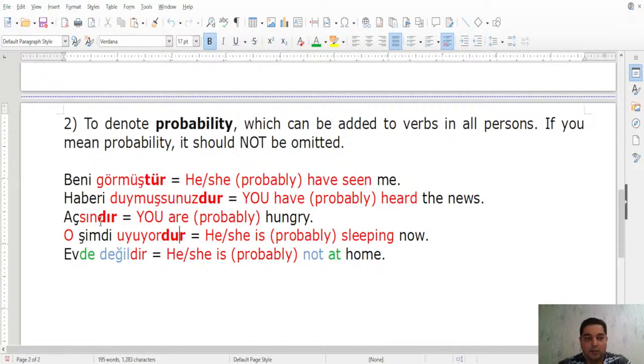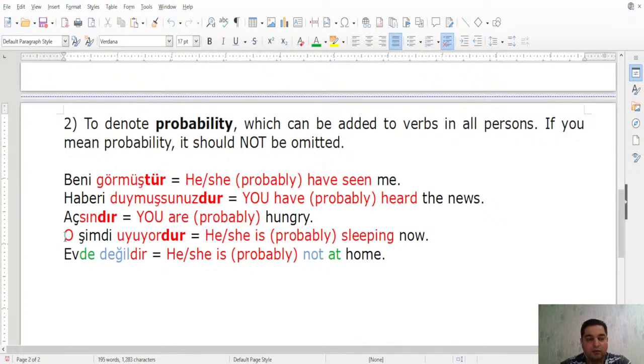All right. The third example here, açsındır. Aç means hungry. Açsın means you are, second person singular. And dır makes it probability. Sen büyük ihtimalle açsındır. You are probably, most probably hungry. Very simple. Nothing else. You see how this dır makes it a longer sentence, with that meaning of probability. You are probably hungry. Açsındır.